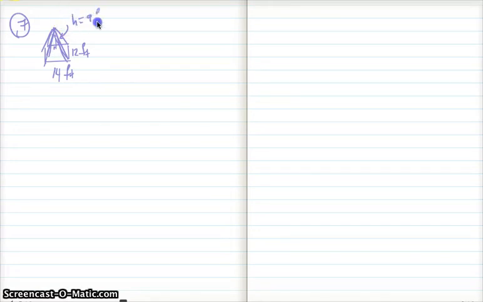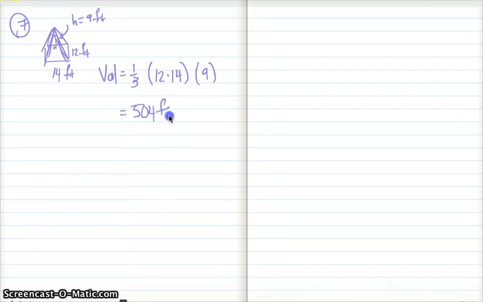Height of 9 feet. Volume is 1/3 that of the area of the base, 12 times 14 because it's a rectangle, times the height of 9. So just make sure that these are the numbers that you typed into your calculator, and this is how you arranged it. You will get a volume of 504 cubic feet.